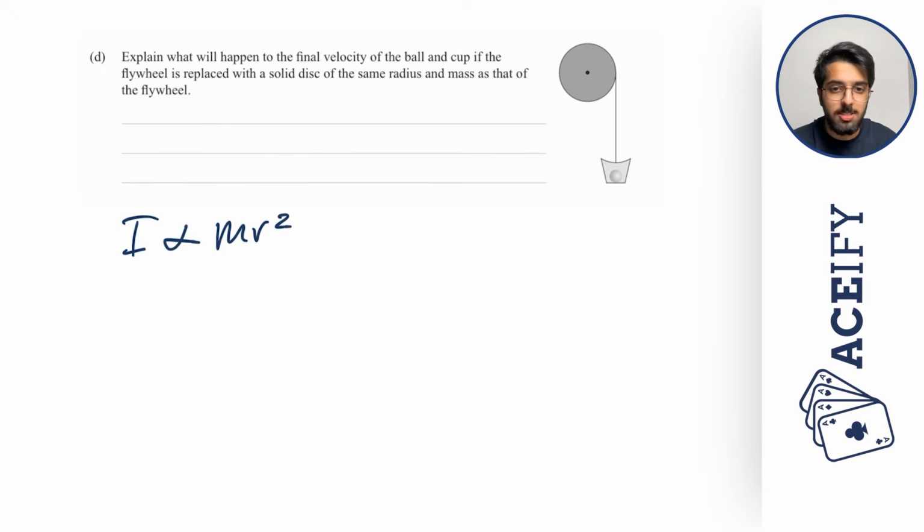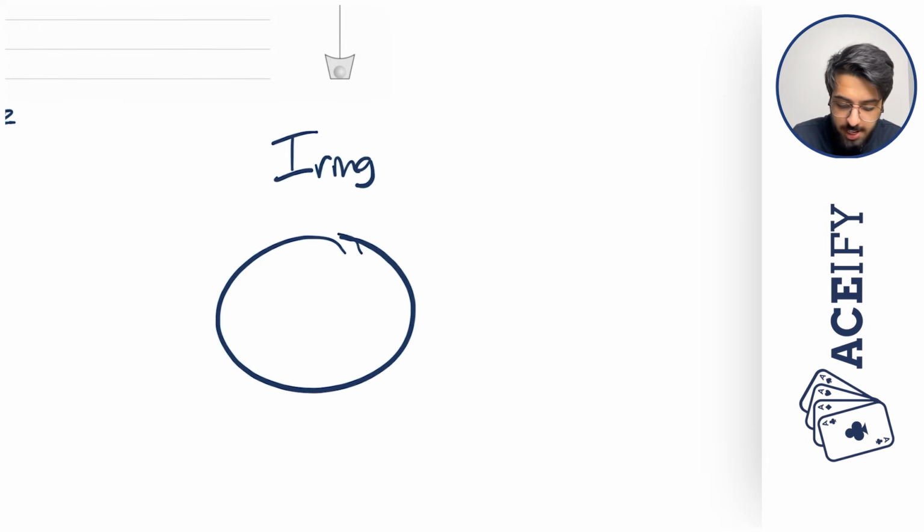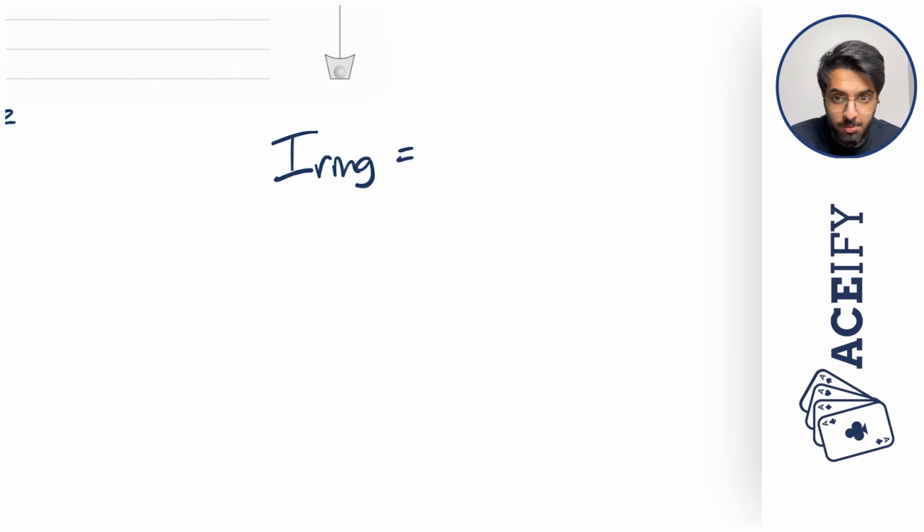Now, what is effective radius? Sounds like a fancy term. What does it mean? I'll explain it in slightly simple terms, okay? If we take the rotational inertia of a ring, so a ring is where we have all the mass on the outer edge, that is equal to mr squared, right? We're going to use big R for the radius, okay?